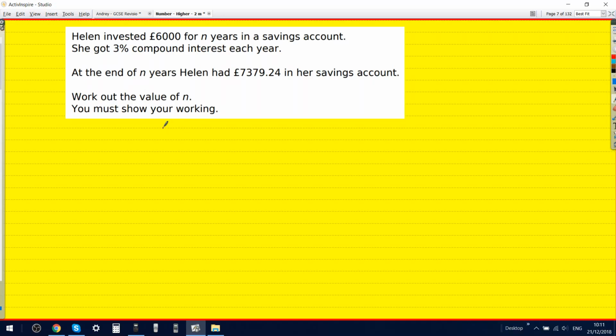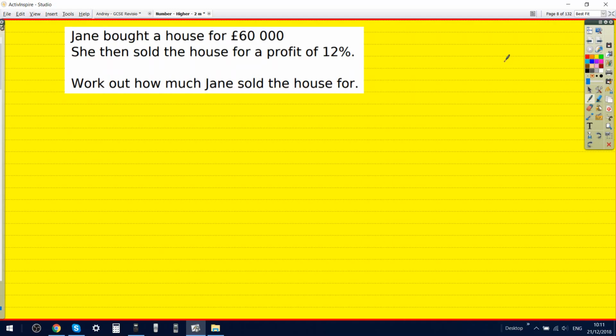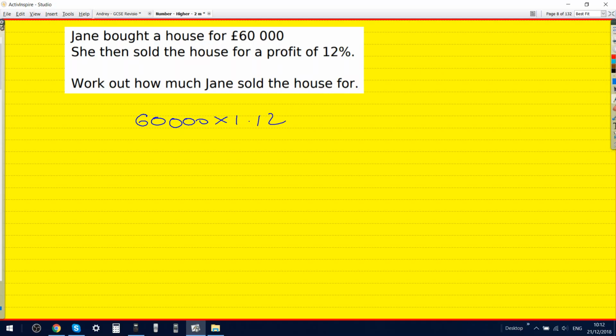So here do I need to do 6,000 times 1.03 to the power of something? Yeah, and they call it n. That's it. So that's the first one of those that you got fully right first time. So we're getting there, and they're surprisingly common. Okay, what's the working out for this one? So would you just do 60,000 times 1.12? 0.12, that's it.